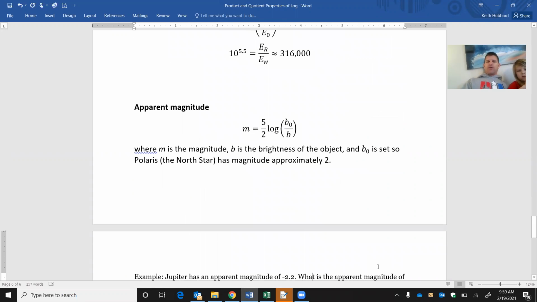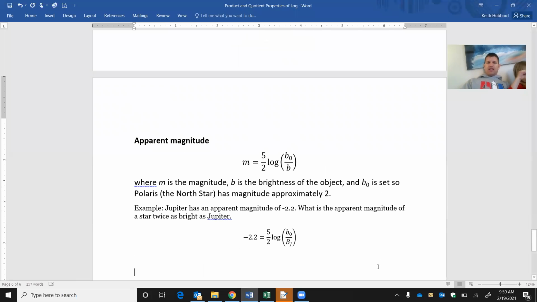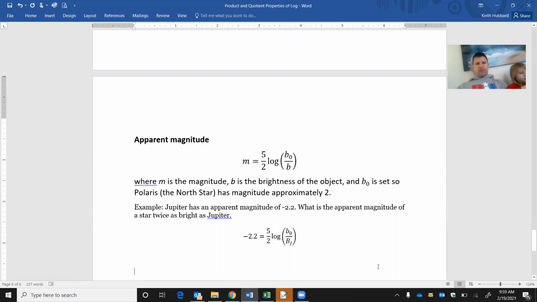Apparent magnitude of stars is interesting because often these things get louder. Louder means bigger. Apparent magnitude of stars, brighter actually means smaller. Okay, so this is how it works.